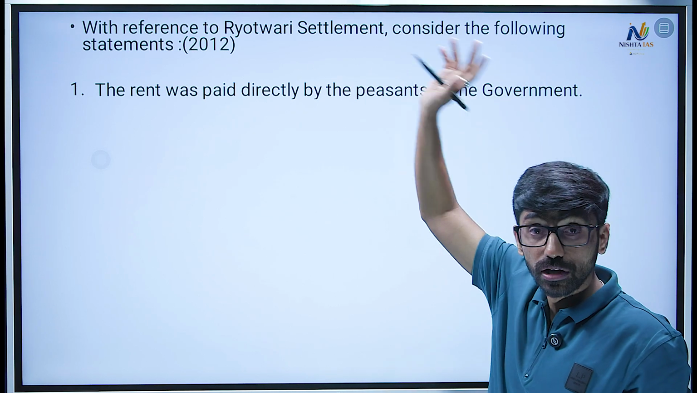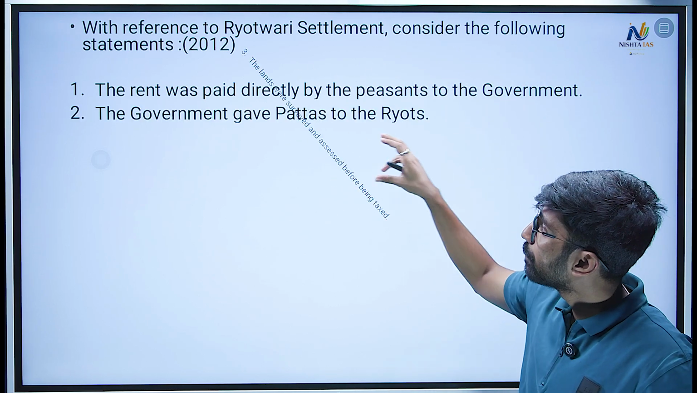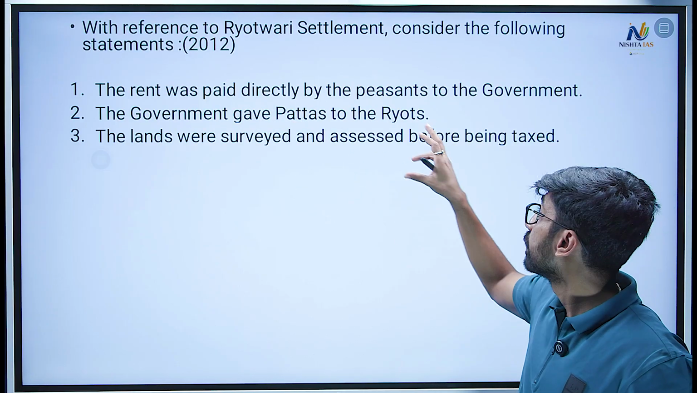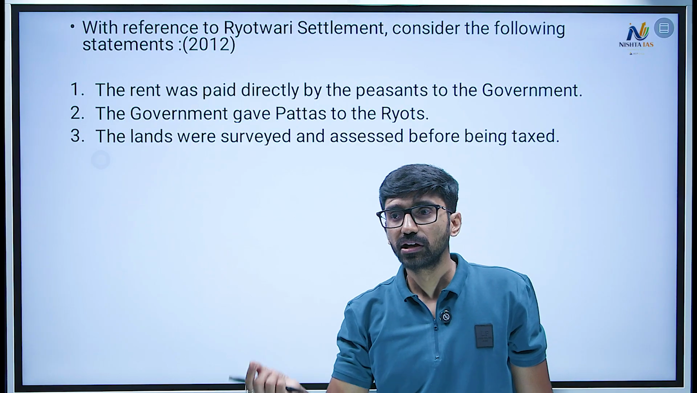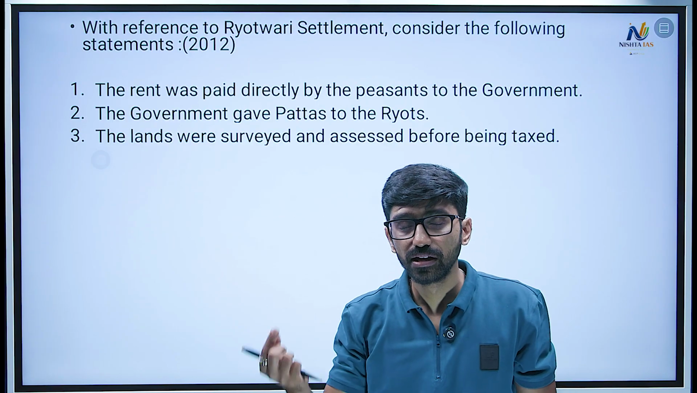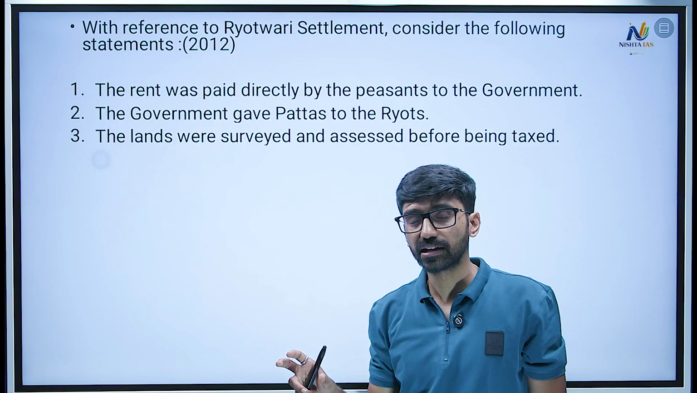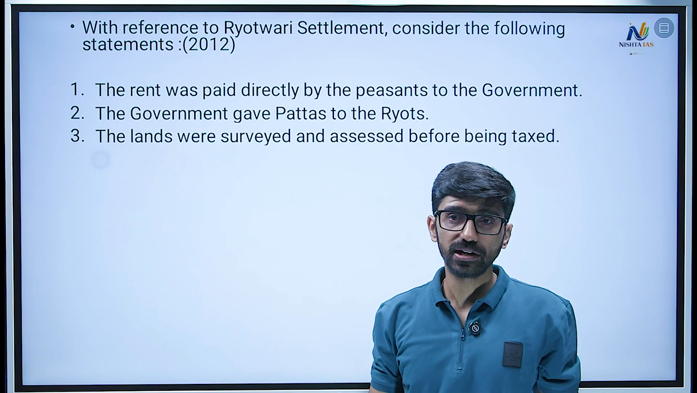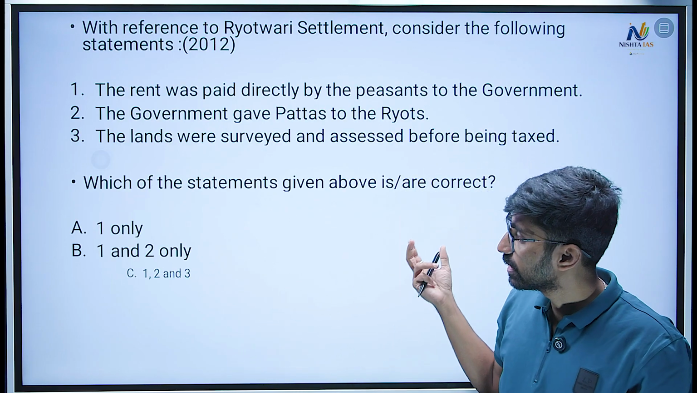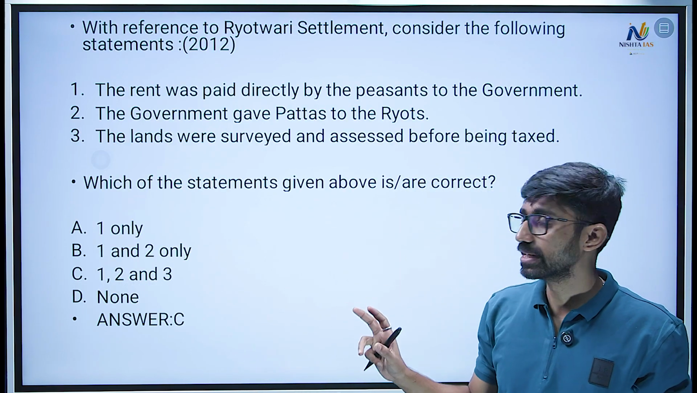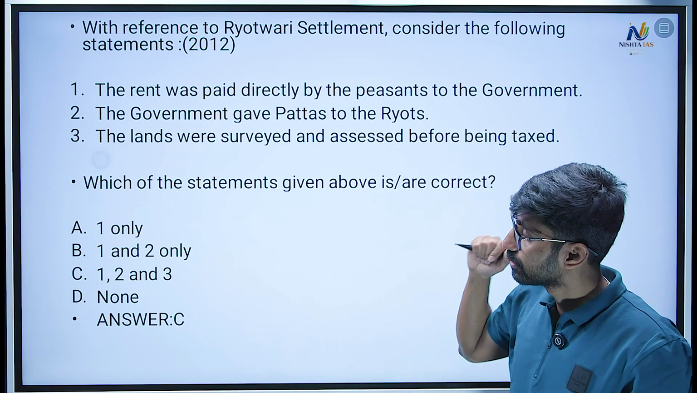Consider the following statements, 2012. The rent was paid directly by the peasants to the government. The government gave pattas to the ryots. The lands were surveyed and assessed before being taxed. Yes, ryot means peasant. It's a direct settlement with the peasants. The Zamindari system is a settlement with the Zamindars. The Mahalwari system is a settlement with the Mahals, that is, estates or villages. Now this is a direct settlement. Ryots are the owners, and of course, to fix the revenue, you have to assess the land. It's very common sense. Which of the statements are correct? All three are correct. This was asked in 2012.